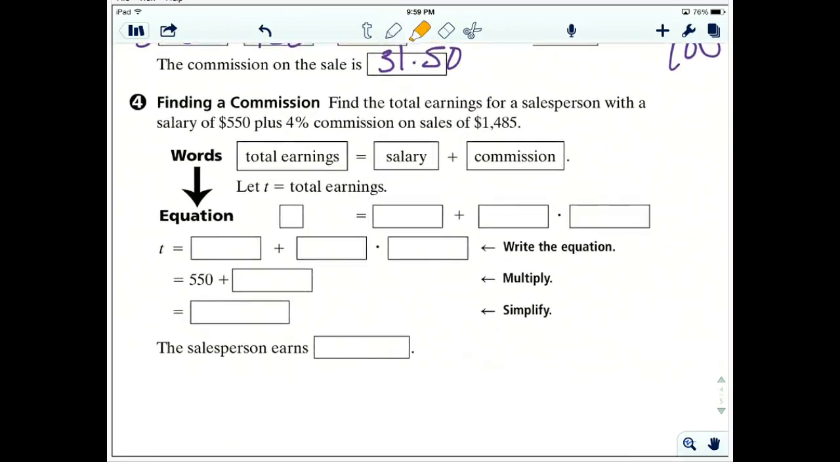It says find the total earnings for a salesperson with a salary of $550 plus 4% commission, and they sold $1,485. So this person is not only getting paid commission, they're going to get paid a certain amount for just working, showing up to work. Whether they sell or they don't sell, they're going to get paid something. So this person gets paid $550. To find their total earnings, we're going to be doing their salary plus their commission, and that's going to give me the total amount that they're going to get.